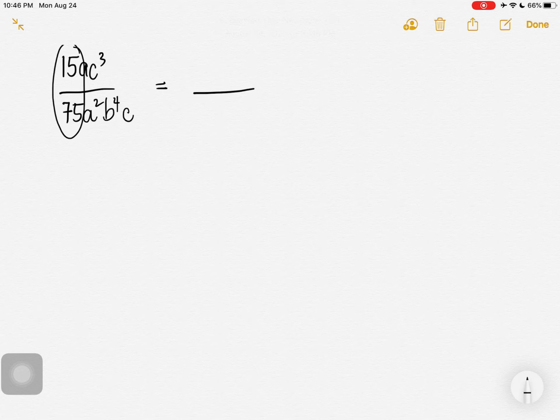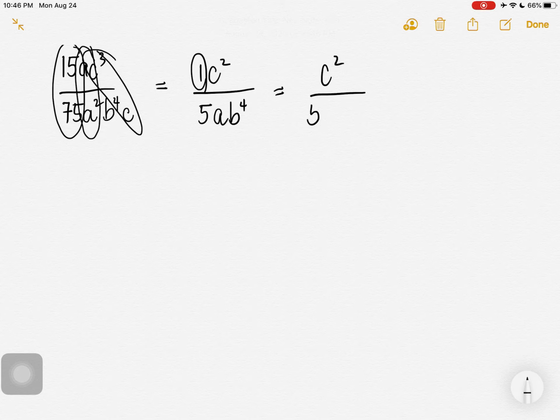So first you simplify 15 over 75, which will give you 1/5. You apply the quotient rule to variable a, which will give you a in the denominator. And then you also apply the quotient rule for variable c, which will give you c squared in the numerator. There's no b in the numerator, so you can't simplify that anymore. So you still have b to the fourth in your denominator. And there's no need to write 1, so the final answer would be c squared over 5ab to the fourth.